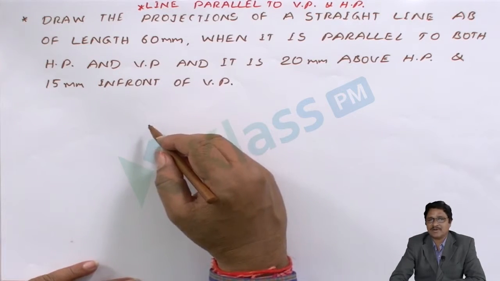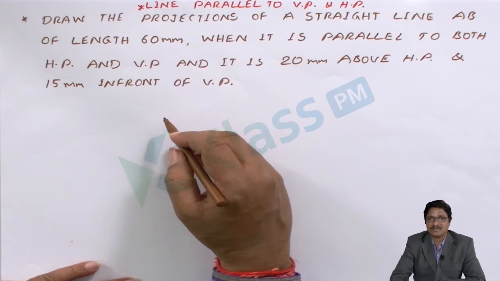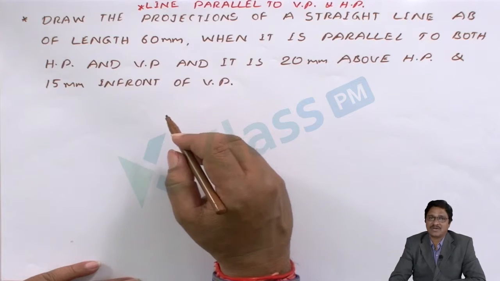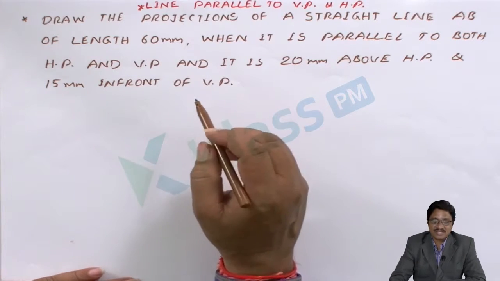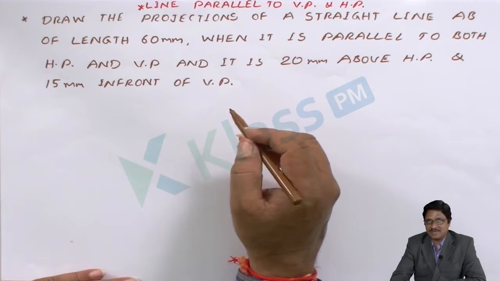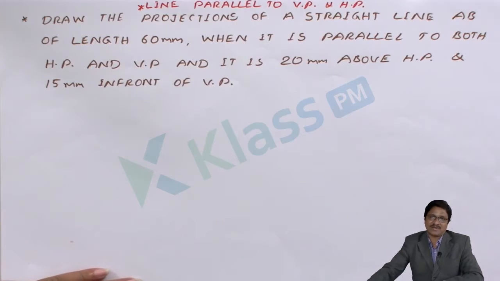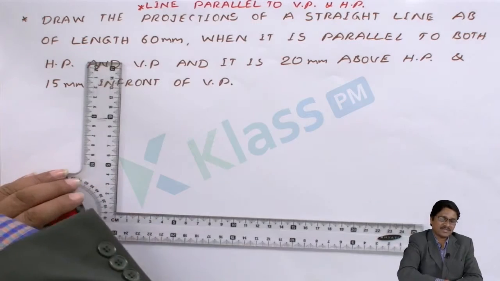So in this condition, for any problem while reading, I suggested to catch the point: the parallel condition. Being the parallel condition, we have to draw the respective projections. In this case, since it is parallel to both the planes, I can consider either the vertical plane or the horizontal plane first. That is the advantage we have. We can start with either view.